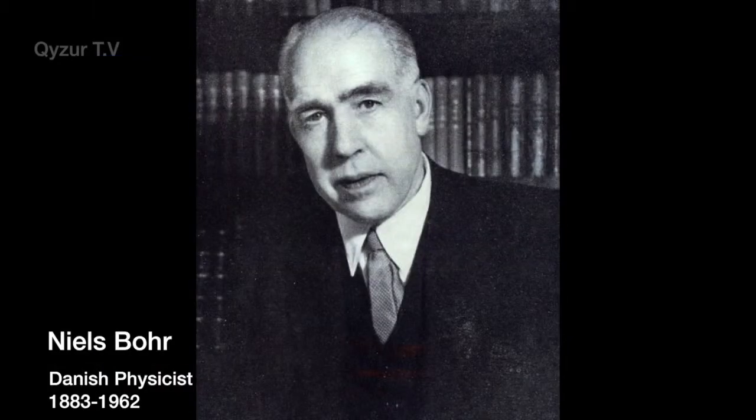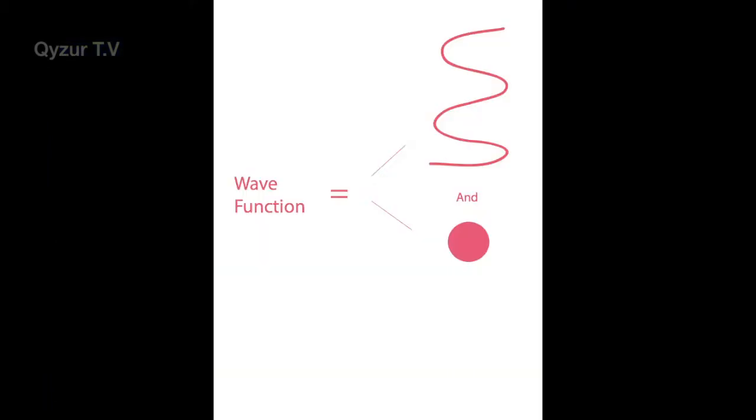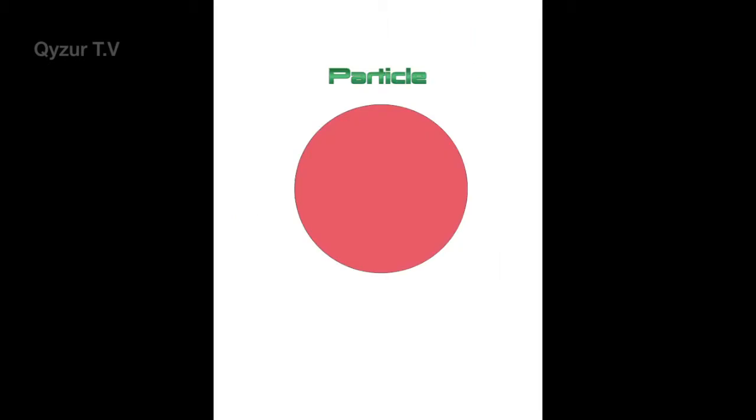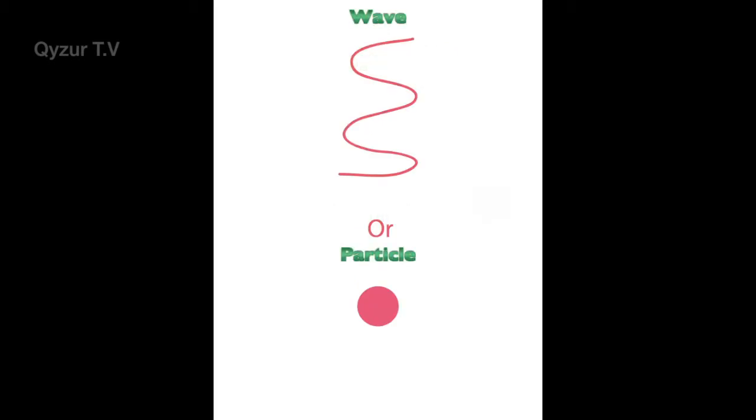According to Niels Bohr, a Danish physicist, when we observe a quantum object, we affect its behavior. Observation breaks an object's superposition and essentially forces the object to choose a different wave function. For example, say an object's wave function is both a particle and a wave. When a physicist measures the particle, there are two possible outcomes. It will either be measured as a wave or a particle.